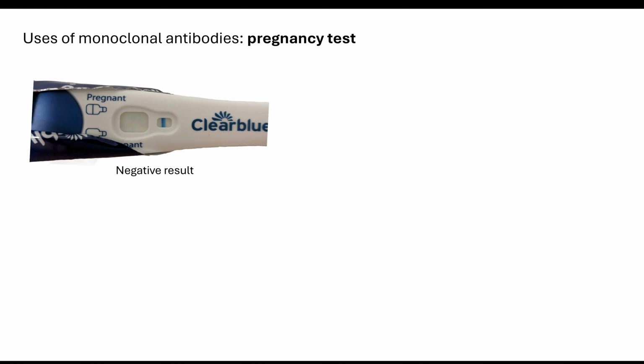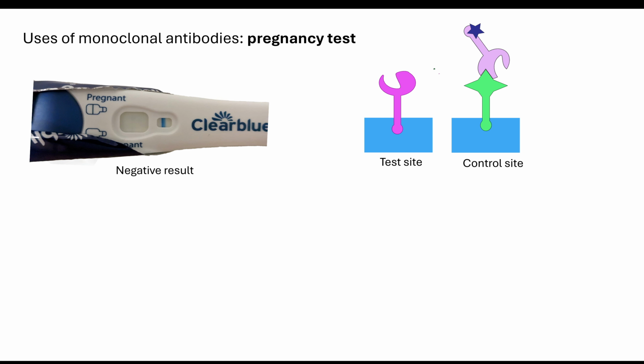So how is that useful in a pregnancy test? Well, we can use these monoclonal antibodies because if we have antibodies that are specific to a hormone or a substance, they will form a hormone antibody complex to indicate the presence of that hormone. So if you have a negative result, what you will see in the pregnancy test is one window where there is no blue line and one window where there is. This is known as the test site and the control site.